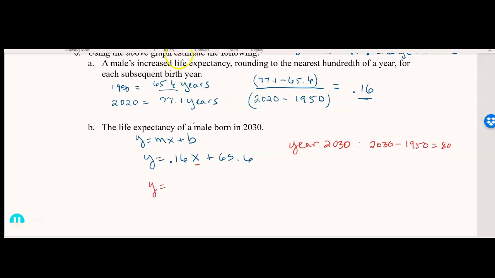So in other words, we're going to say y equals 0.16 times 80 plus 65.6. Now you can put that into your calculator. So you're going to put 0.16 times 80 plus 65.6, and that will give us what the life expectancy, if this continues using this chart, would be. Obviously, we don't know for sure, but this is our estimation, and it would be about 78.4 years.